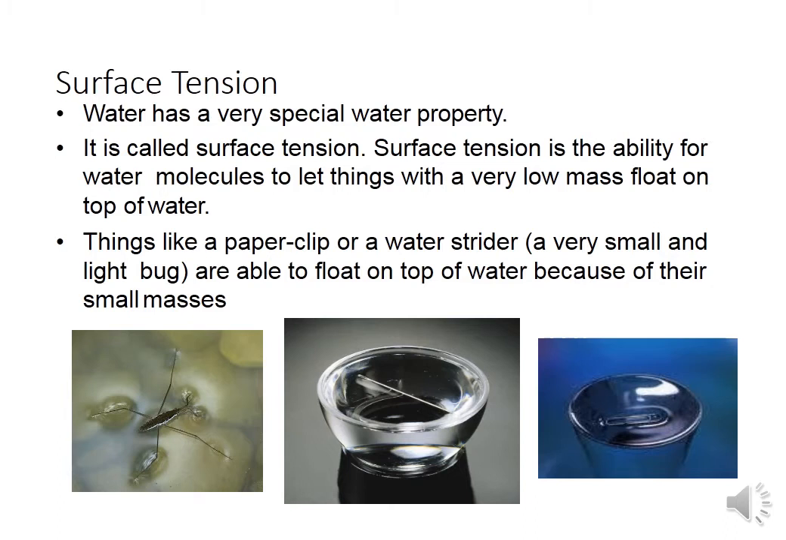Water has a special property called surface tension. What is surface tension? Surface tension is the ability of water molecules to let things with a very low mass float on top of water. Suppose an insect is floating on water. How can it float? Because there is some tension over the surface of the water. So things like a paper clip or a water strider are able to float on top of the water because of their small masses.